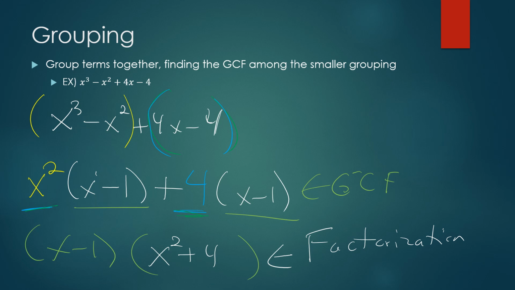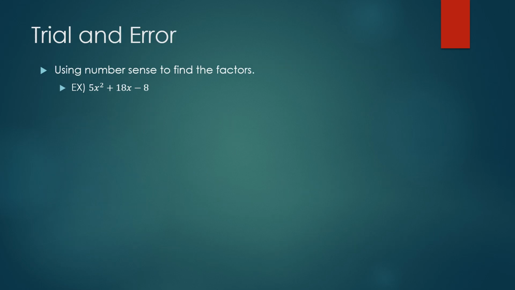The next two techniques are going to be about trinomials. So I'm going to talk about two different techniques to solve the same type of problems. The first one is trial and error. Just as they suggest, trial and error is simply using number sense to find the factors. Let's suppose we have 5x squared plus 18x minus 8.